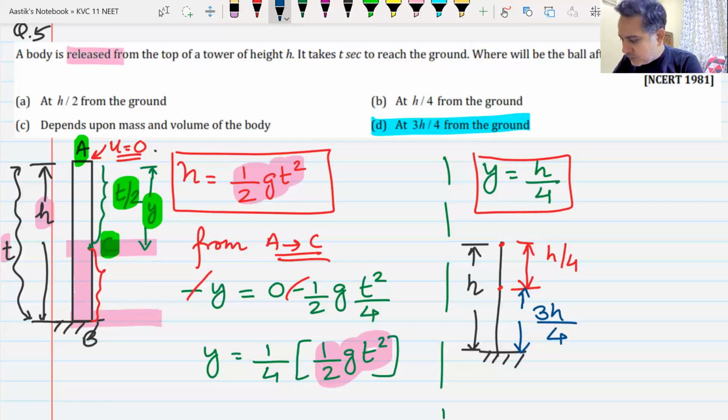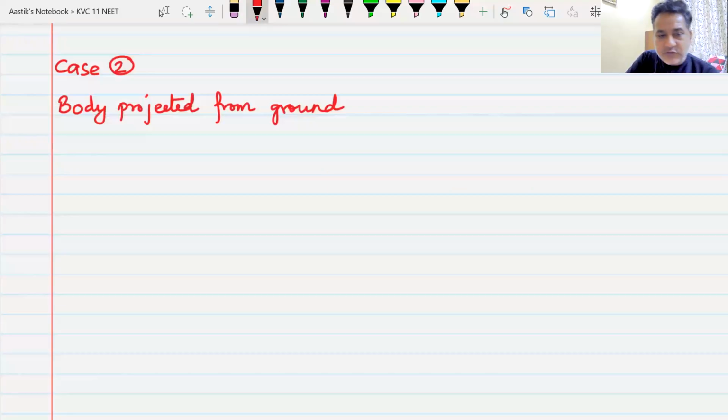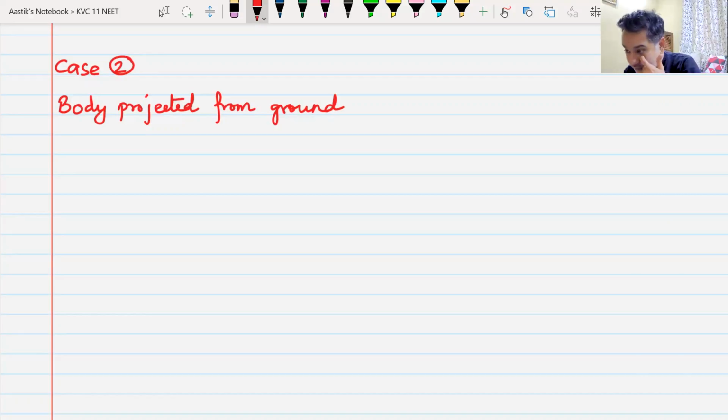So now we move on to the next case. And in the next case, the body is going to be thrown upwards from the ground. In the first case, it was dropped from the top of a tower. Now it is thrown upwards from the ground. So how does it look like? Let me just show you how it looks like.